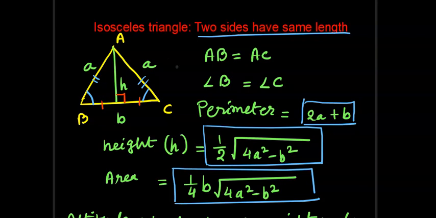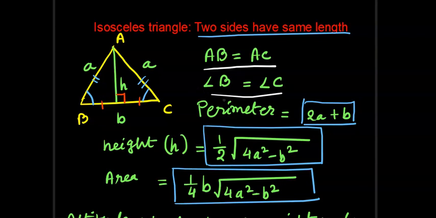After that we have isosceles triangle. In an isosceles triangle, two sides have same length. So here in the figure you see that AB and AC have same length. So the sides that have same length, the opposite angles are same. So here angle B is equal to angle C.